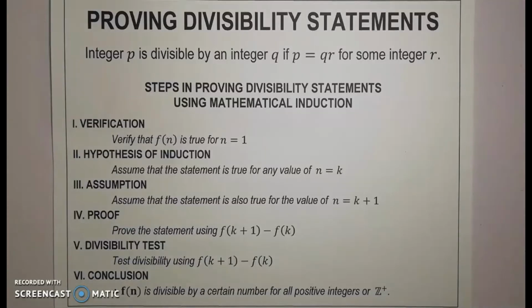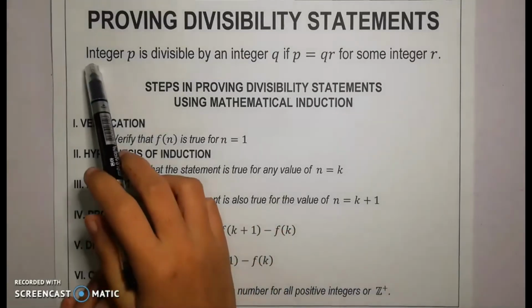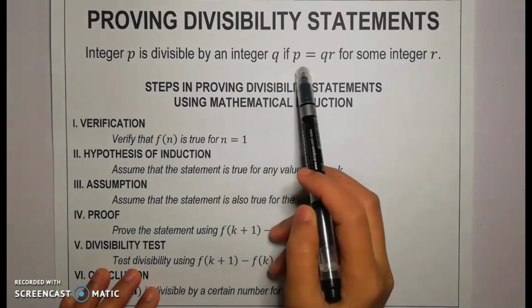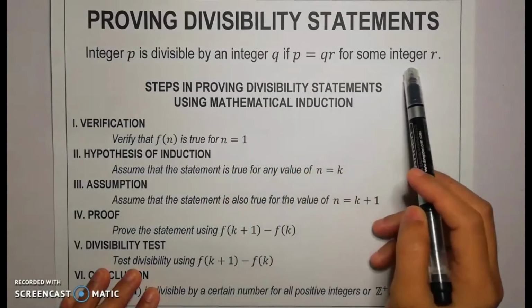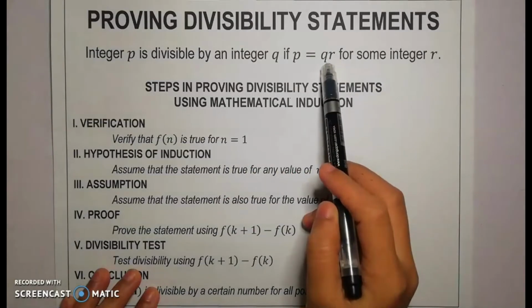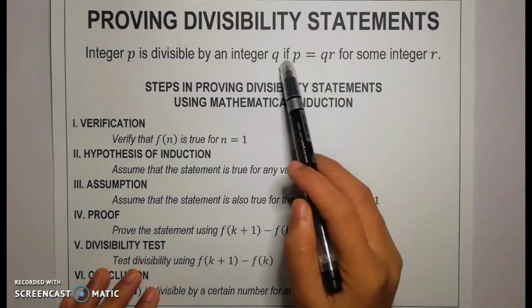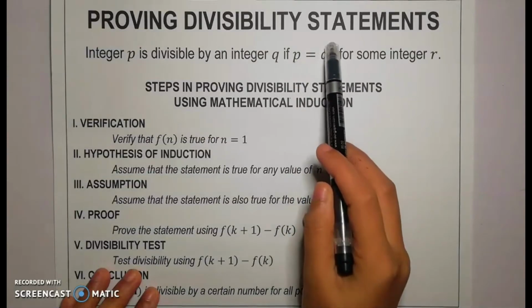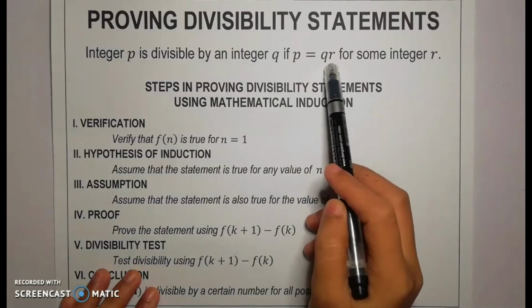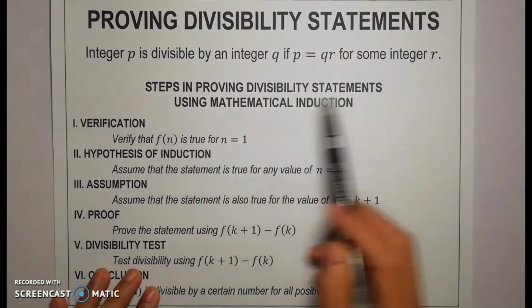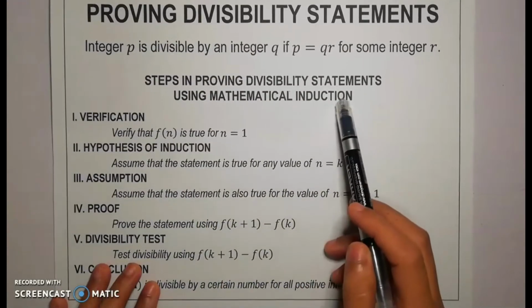This video is all about proving divisibility statements using mathematical induction, wherein an integer p is divisible by an integer q if p is equal to q times r for some integer r. So we need to prove that p is divisible by q for some integer r. So here are the steps in proving divisibility statements using mathematical induction.